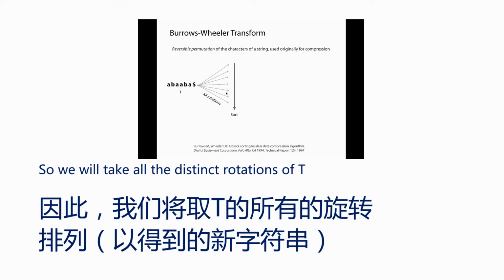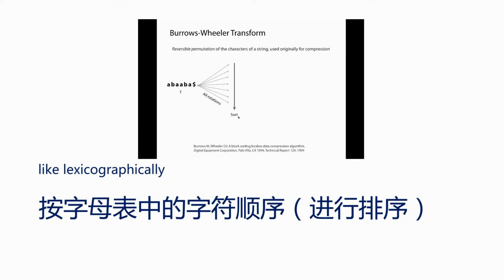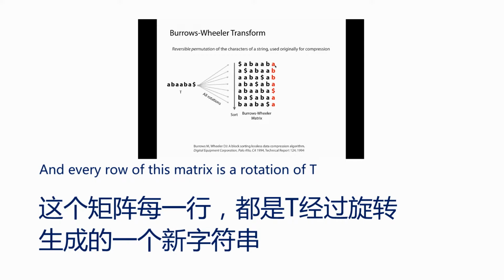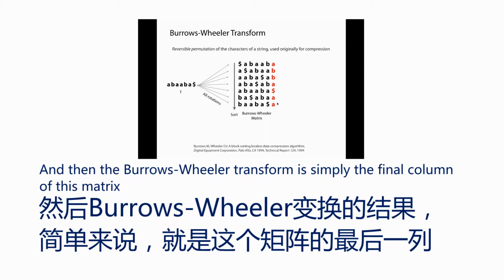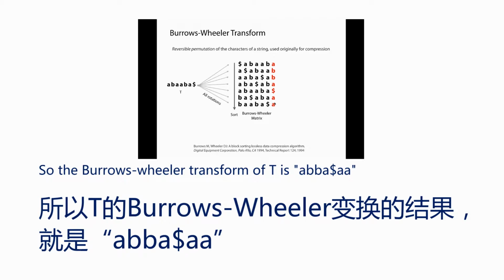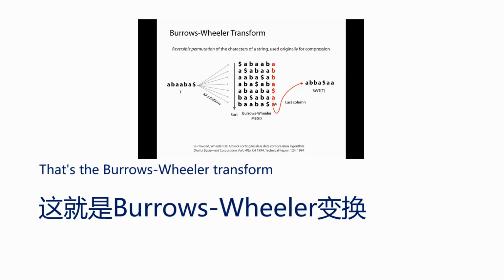So we'll take all the distinct rotations of t and then sort them lexicographically, and what we get is a matrix like this, which is called the Burrows-Wheeler Matrix. So every row of this matrix is a rotation of t, as you can see. And then the Burrows-Wheeler Transform is simply the final column of this matrix, read off from top to bottom. So the Burrows-Wheeler Transform of t is A, B, B, A, $, A, A. Alright? That's the Burrows-Wheeler Transform.